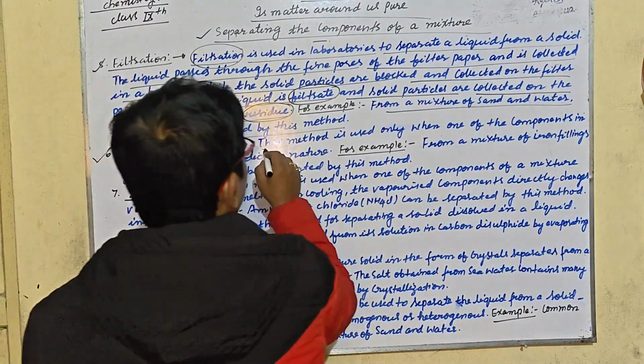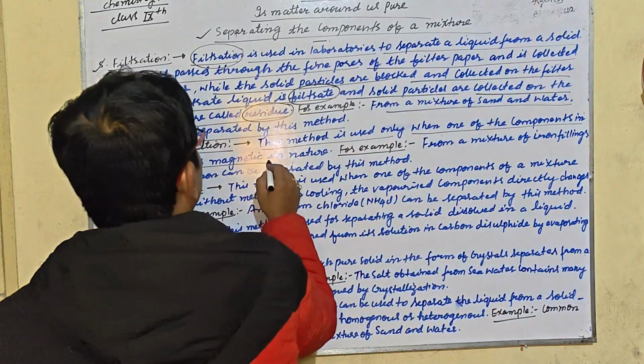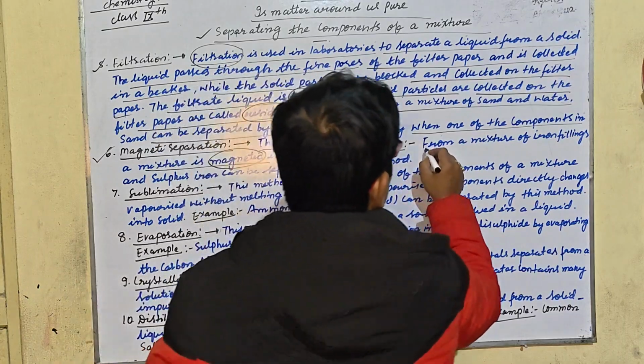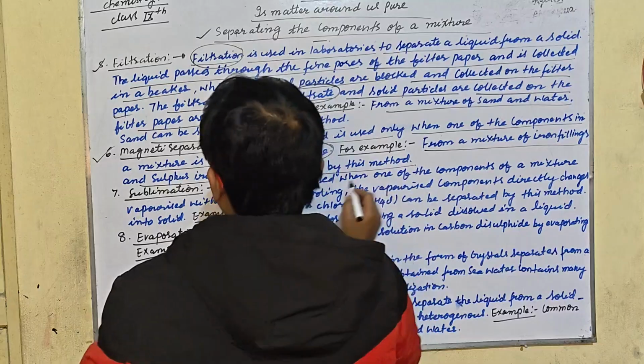Next is magnetic separation. This method is used only when one of the components in a mixture is magnetic in nature. For example, from a mixture of iron filings and sulfur, iron can be separated by this method.